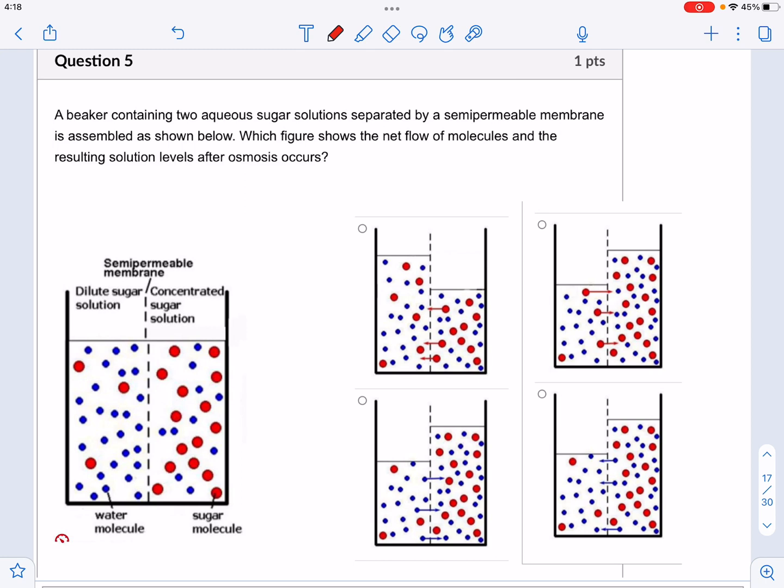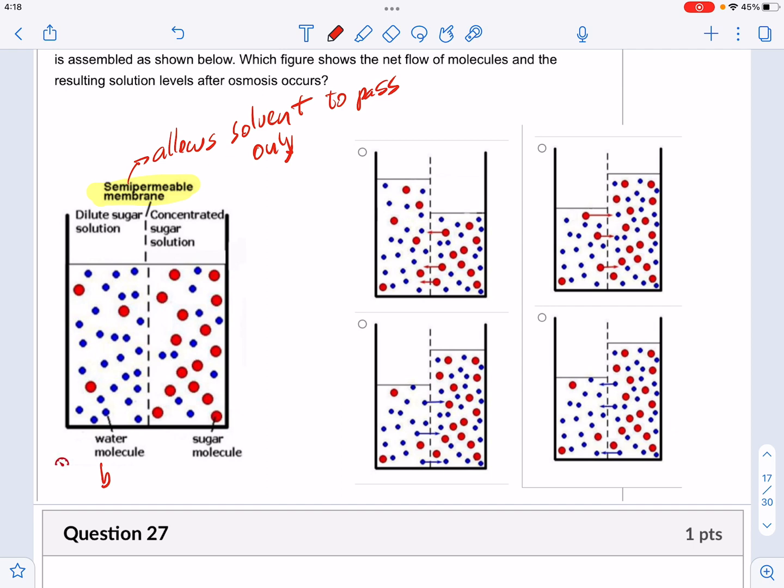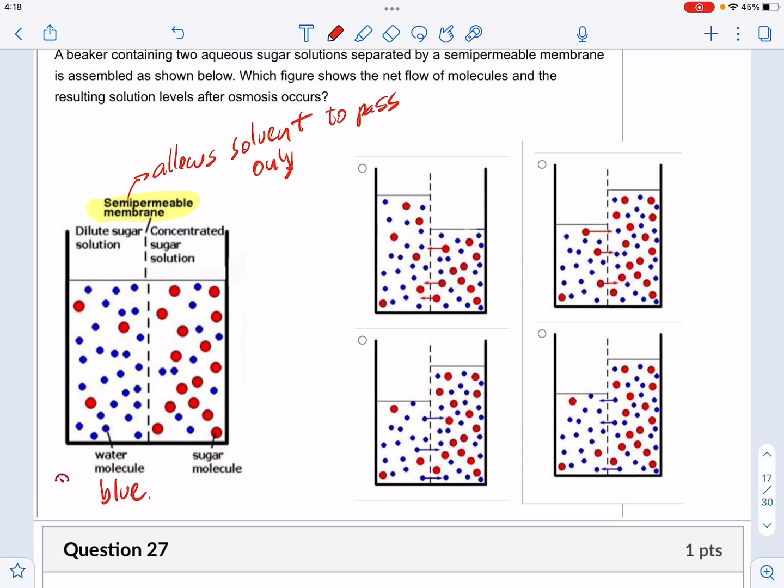Okay, so first thing, a semi-permeable membrane allows solvent to pass. Okay, and solvent only. So the water molecules are all the blue ones. So you are looking for your choice that is showing a flow of water molecules, a flow of blue spheres.